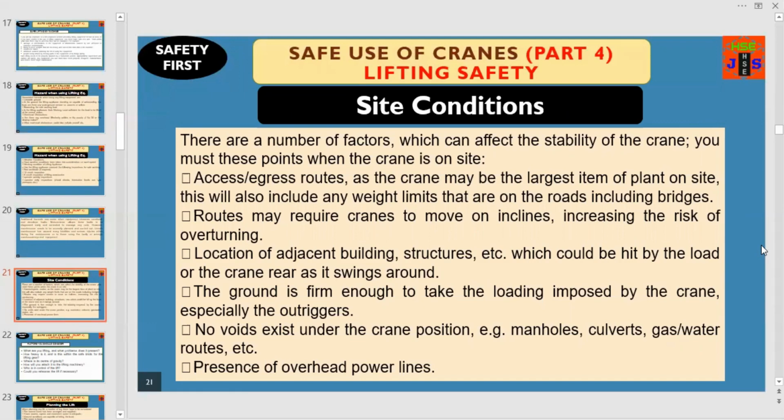Location of adjacent buildings, structures, etc., which could be hit by the load or the crane rear as it swings around. The ground is firm enough to take the loading imposed by the crane, especially the outriggers. No voids exist under the crane position: manholes, culverts, gas and water routes, etc. Presence of any overhead power lines.